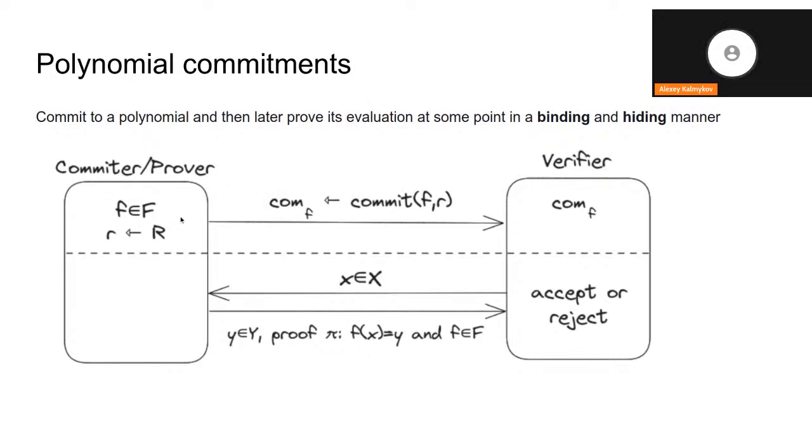As a prover, we have a polynomial or a set of polynomials, and we submit the commitment to the verifier. Then the verifier can test us at a certain random point, asking us to evaluate the value of the polynomial at a certain point x. And we, as a prover, need to send the computation result, so the y, the value of the polynomial at the point x, along with the proof that f of x is y and f is a certain family of polynomials. And the verifier can check that and either accept or reject.